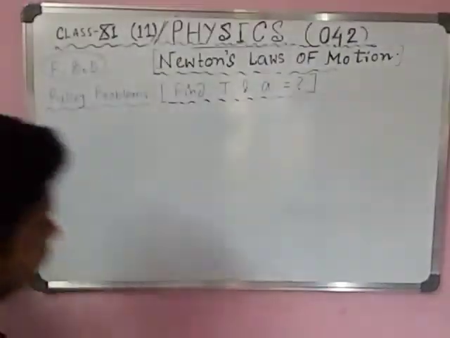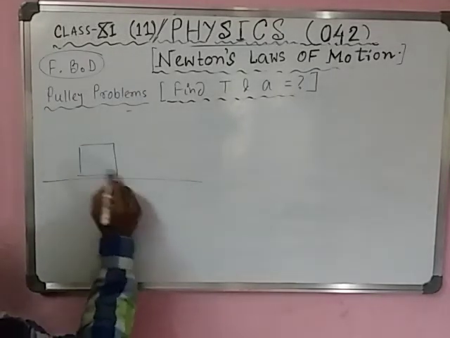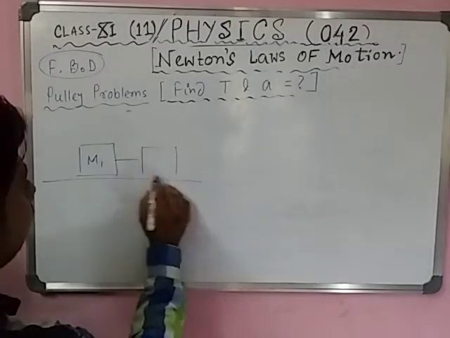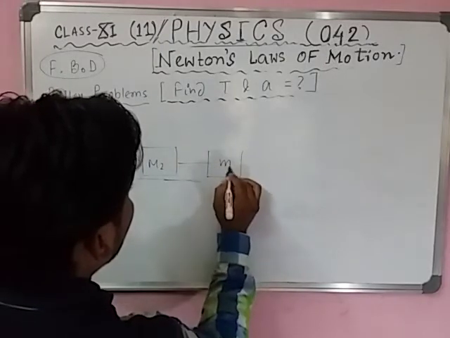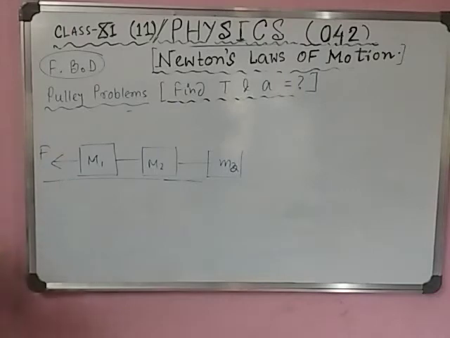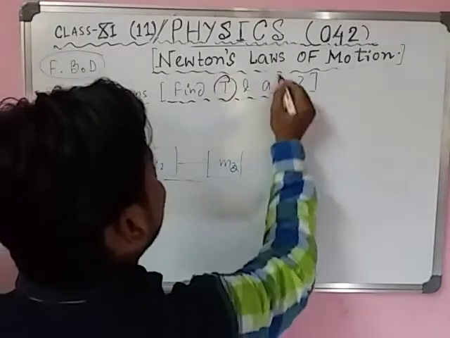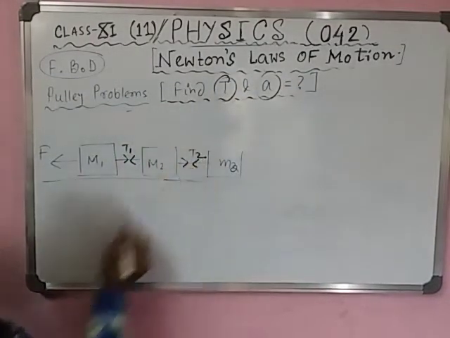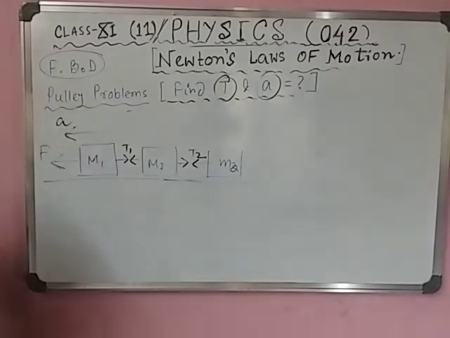Problem number 4. Suppose here's the floor and three masses, M1, M2 with slightly less mass, and M3. An applied force F acts on it. Now you have to calculate the tension and acceleration. See students, here are the two tensions, T1 and T2. Suppose the force is in this direction, so the acceleration must also be in this direction.